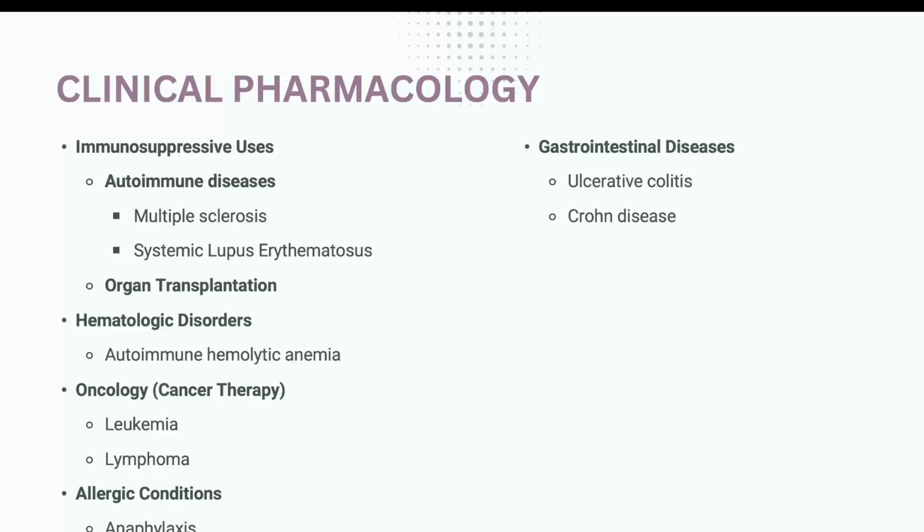Allergic conditions, like for example anaphylaxis: using an H1 blocker antihistamine cannot reverse the anaphylaxis efficiently. This is why we can use glucocorticoids either alone or in combination with antihistamine, so it will efficiently reverse the action of anaphylaxis. It is also used in inflammatory GI disease, like for example ulcerative colitis and Crohn's disease.